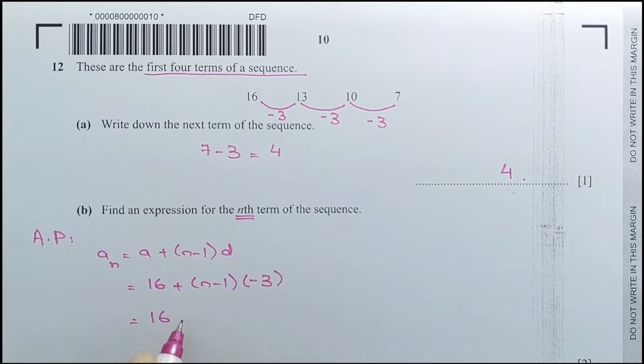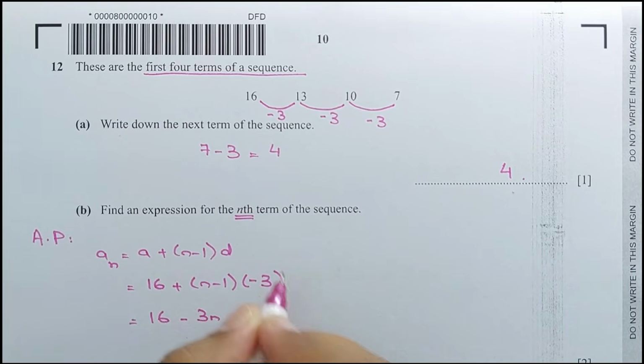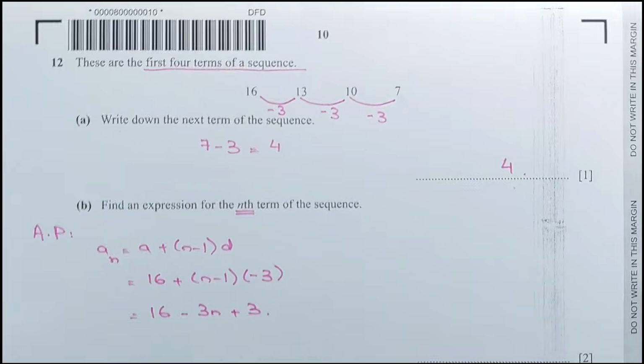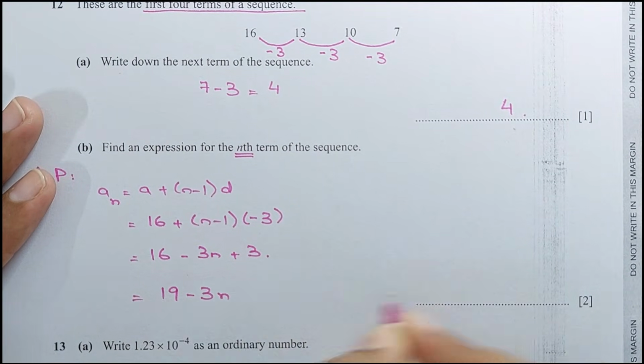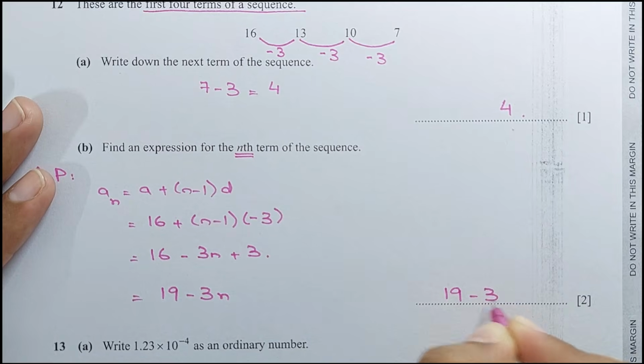So this is 16 minus 3n, minus 3 with n, minus 3 with 1, which is plus 3. So 16 plus 3 is 19, and you have to subtract 3n. So 19 minus 3n.